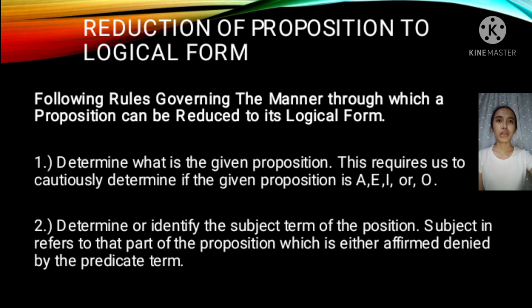Following are the rules governing the manner through which a proposition can be reduced to its logical form. First, determine what is the given proposition. This requires us to cautiously determine if the given proposition is A, E, I, or O. A is the universal affirmative, E is the universal negative, I is the particular affirmative, and O is the particular negative.